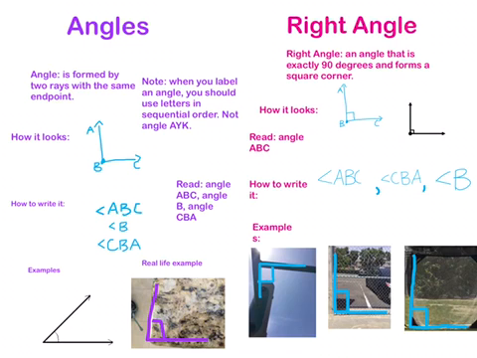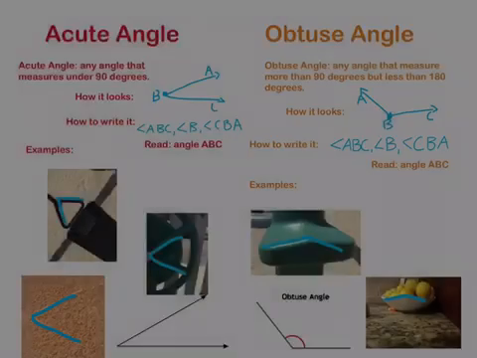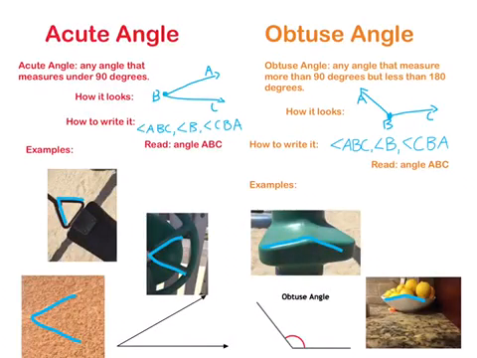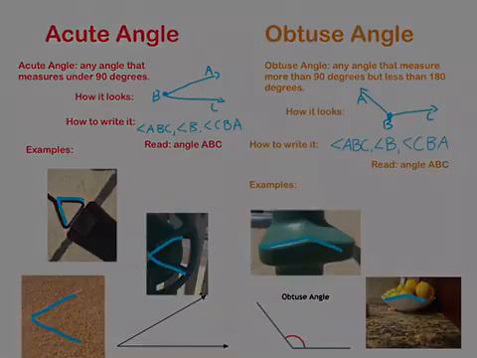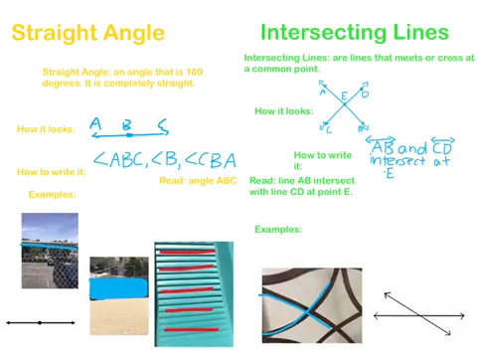Right angles. A right angle is exactly 90 degrees and forms a square corner. Acute angles. An acute angle is any angle that measures under 90 degrees. Obtuse angles. Obtuse angles are any angle more than 90 degrees but less than 180 degrees. Straight angles. A straight angle is an angle that is 180 degrees. It is completely straight.